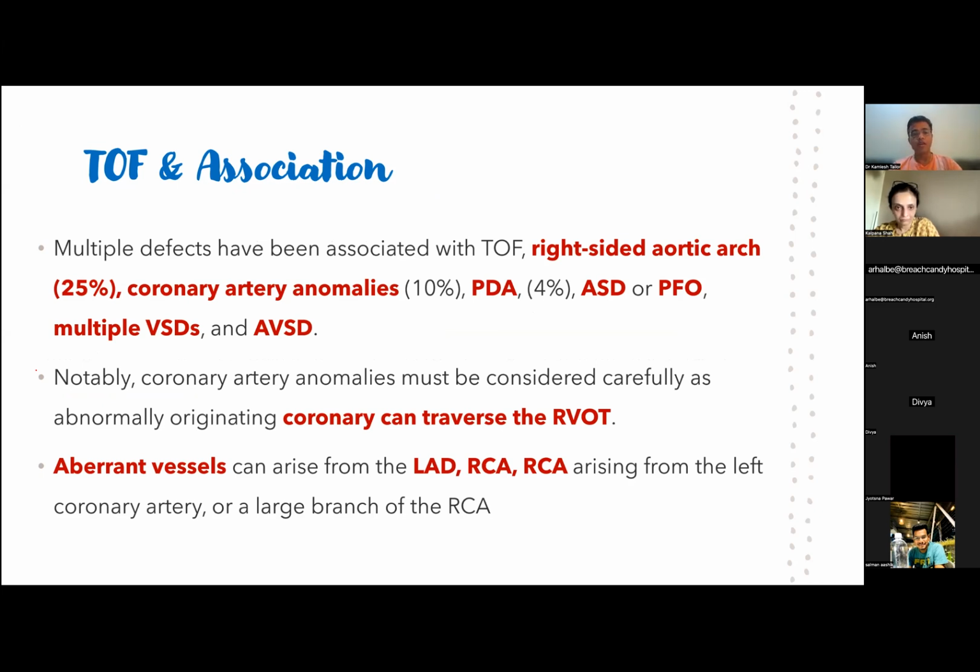Notably, there are a lot of problems regarding the coronaries, and one has to be particular in diagnosis about the fact of whether a coronary is crossing the RVOT or not, because it changes the overall treatment and management. So this is how TOF is associated with multiple other problems.